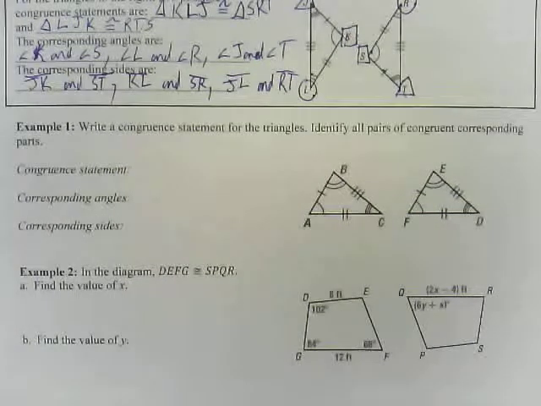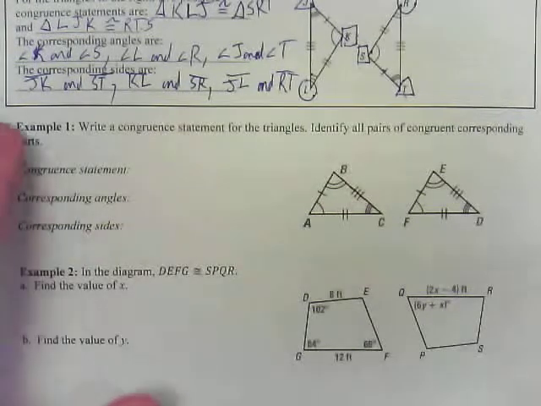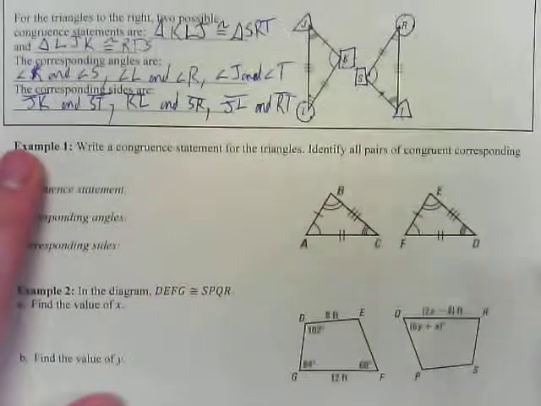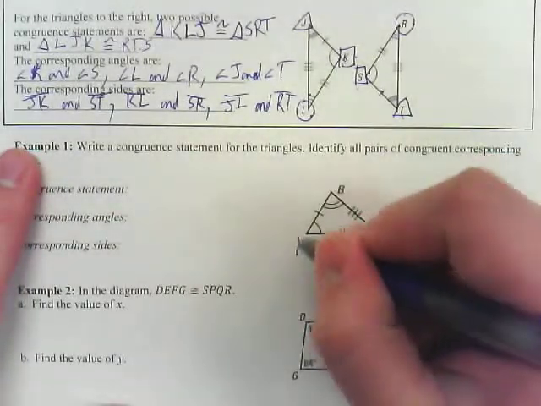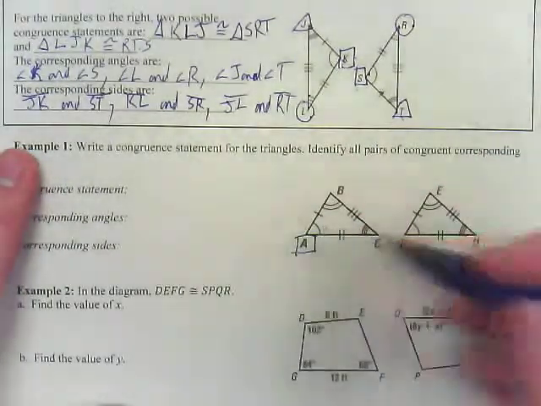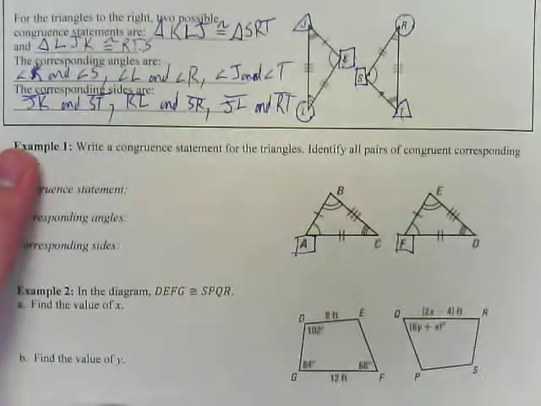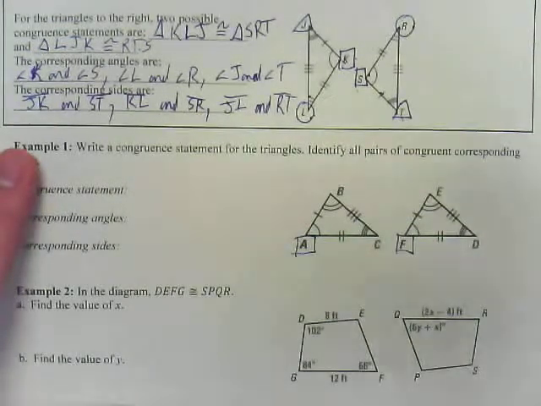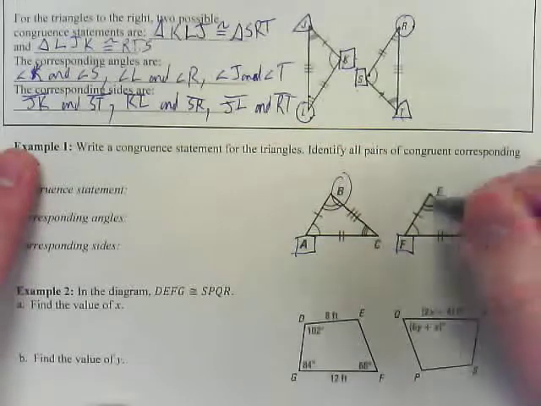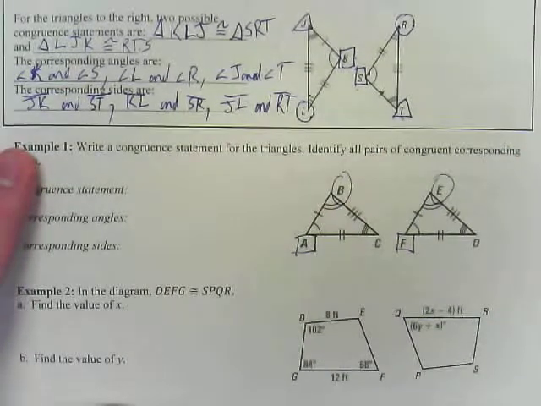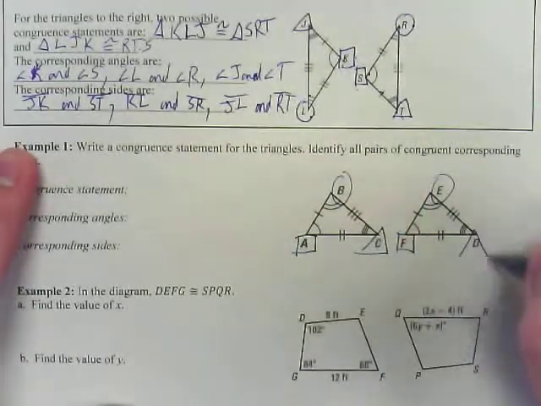Example 1. Write a congruent statement for the triangles and identify all pairs of corresponding parts. So let's again mark it the same way we did up here. A has 1 mark. I'm going to put a box around that. So does F, it has 1 mark, so I'll put a box around that. B has 2 marks, so I'll do a circle around the ones with 2 marks, and then a triangle around the ones with 3 marks.